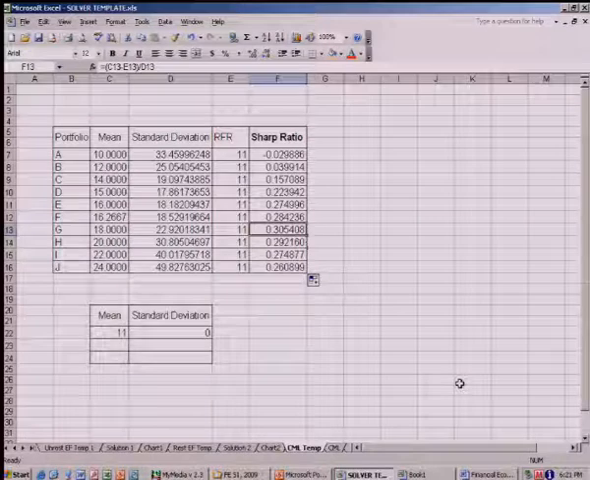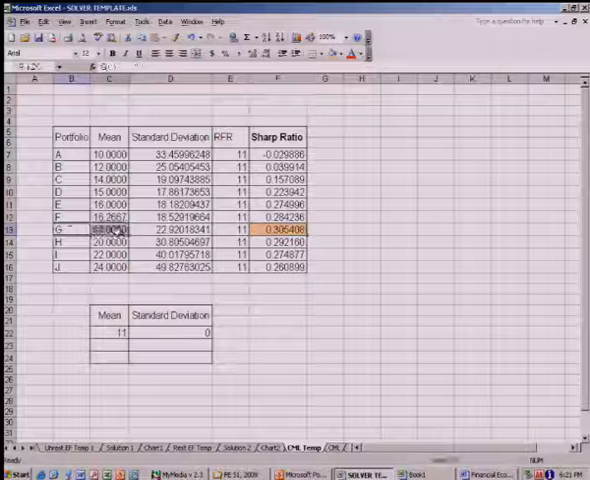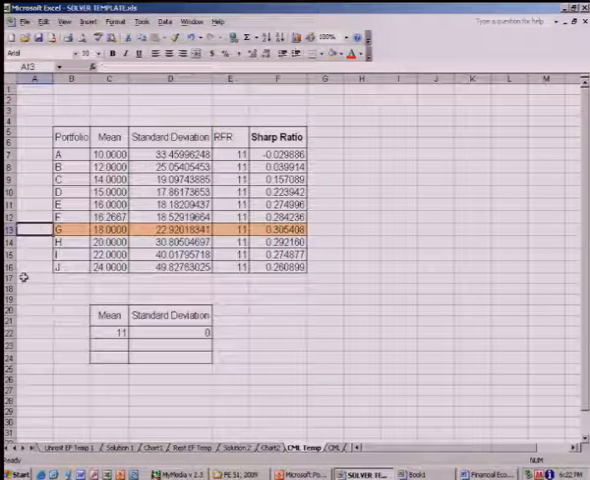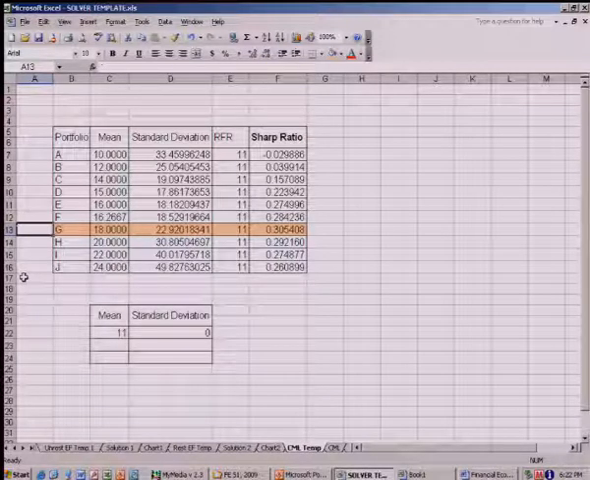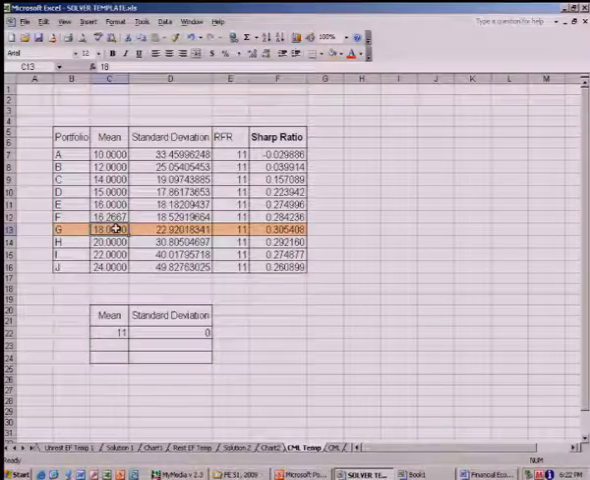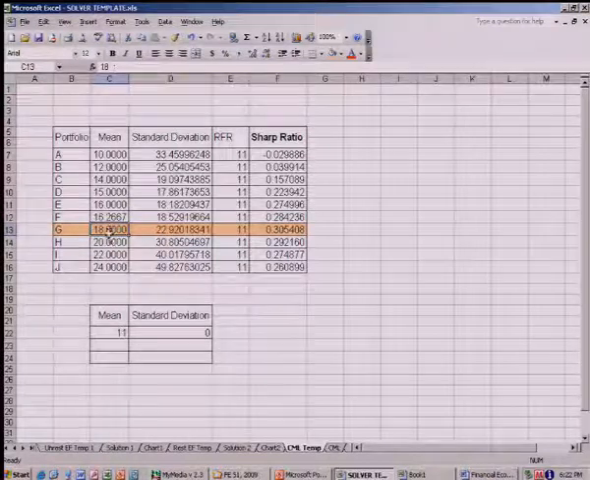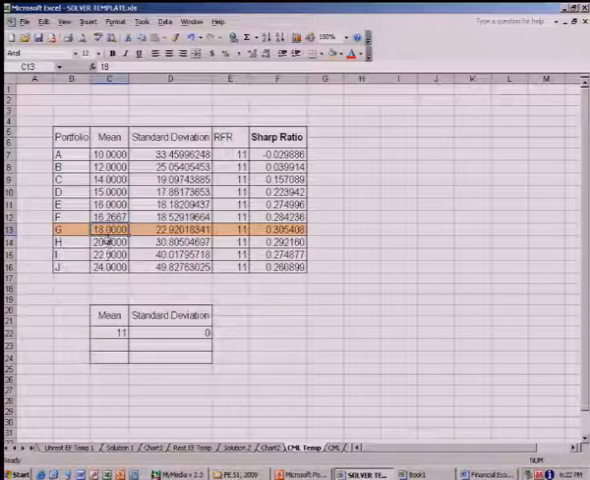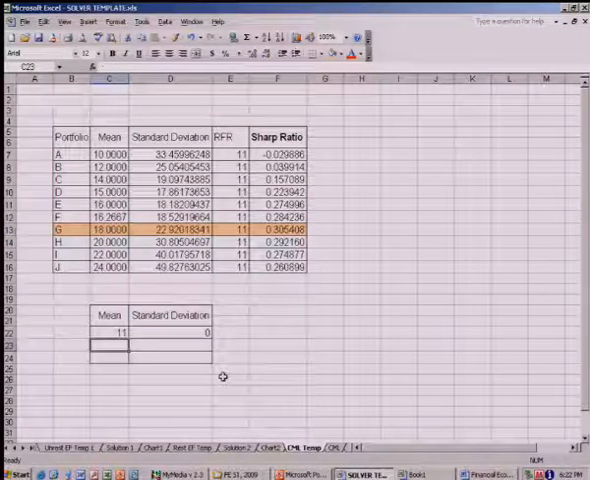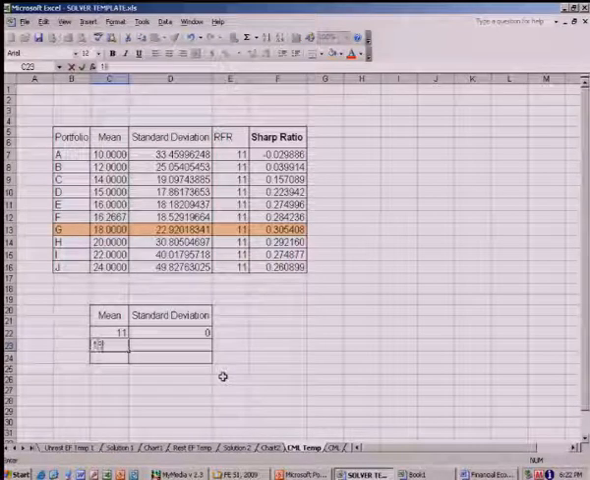So which means that the highest one was there at 0.305. So that's my highest Sharpe ratio, which means that this portfolio G is my optimal portfolio. It's the portfolio that is going to allow you to earn the highest reward to variability ratio. In this case, all I have to now do is copy the information below in terms of the return that you're going to earn in that portfolio, which is 18%.